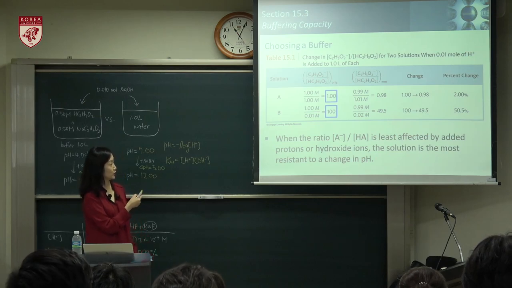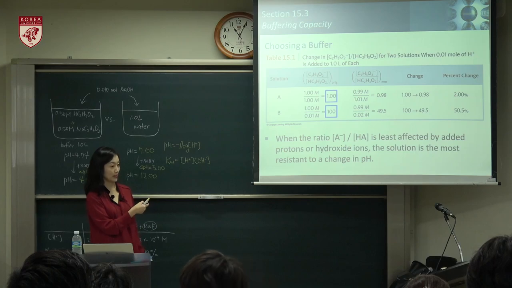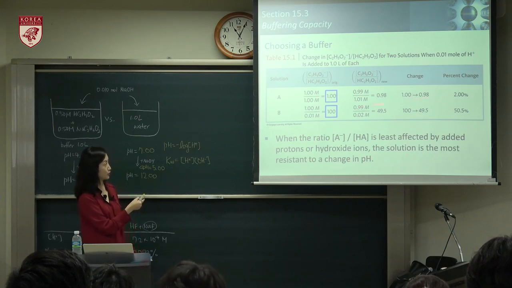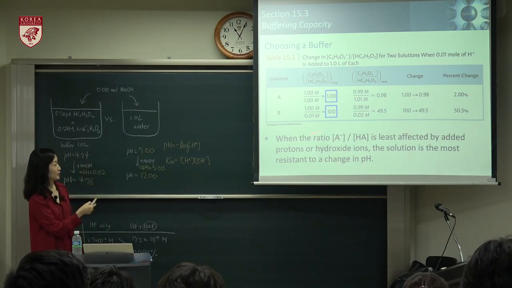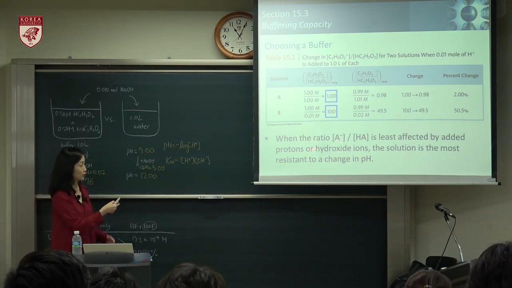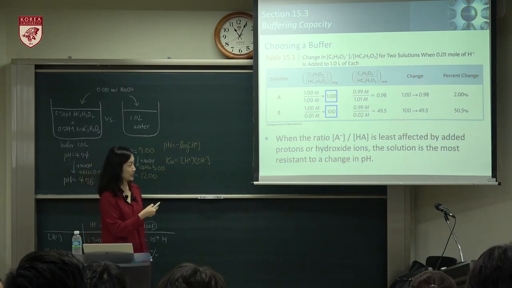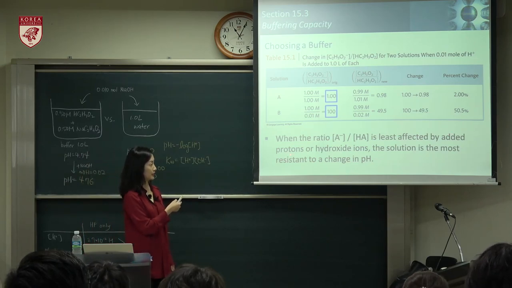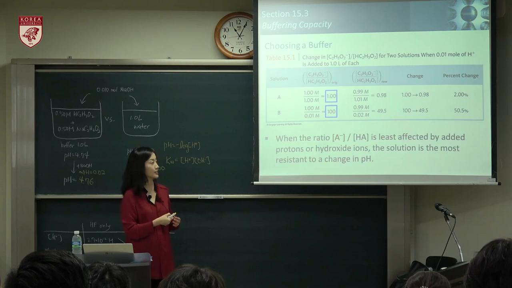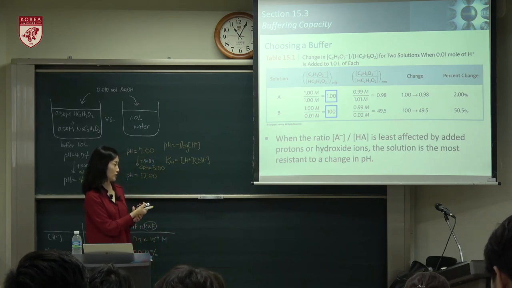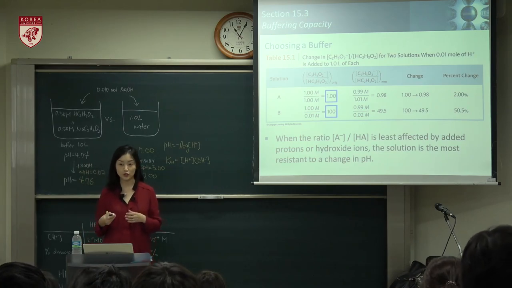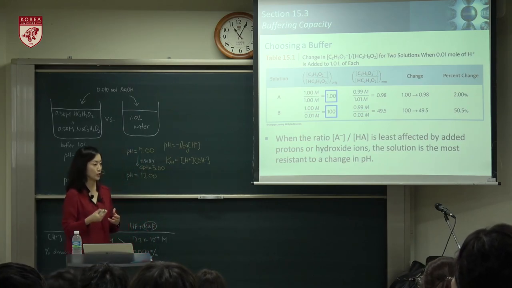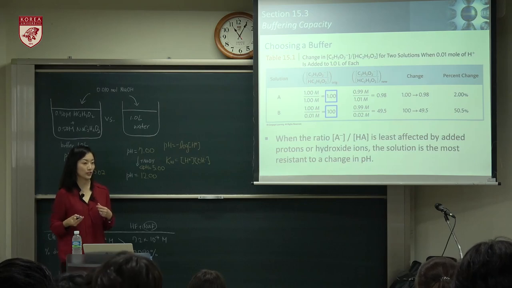Do you want your buffer to change in its pH a lot or less? Less, right? So we would choose buffer A. When the ratio of the concentration of A minus to HA is least affected by the added protons or hydroxide ions, the solution is the most resistant to a change in pH. So the function of the buffer is to resist a change in pH when protons or hydroxide ions are added.